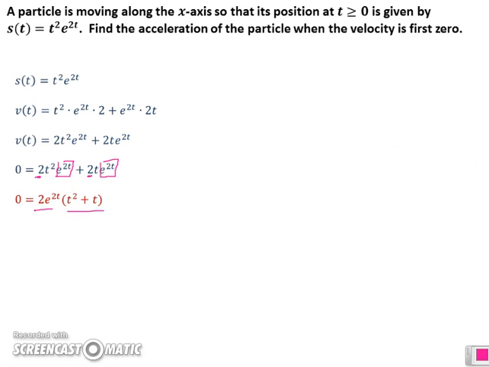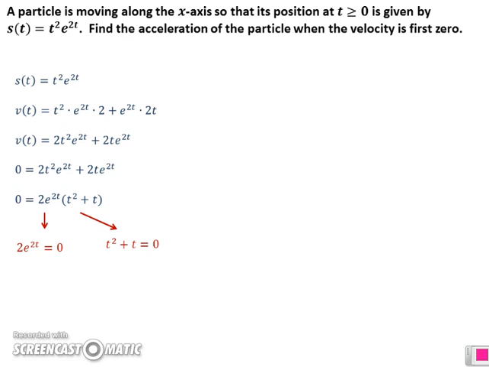This is where you use the zero product property. This is something that you did when you factored quadratics in Algebra 2. Anytime you have two things being multiplied, if you set each one equal to 0, then you'll find the value that will cause the whole thing to equal 0. Because if you find the value that makes this equal to 0, then the whole thing equals 0 because of the multiplication between them. So that's the next step: set them both equal to 0 and solve for t.